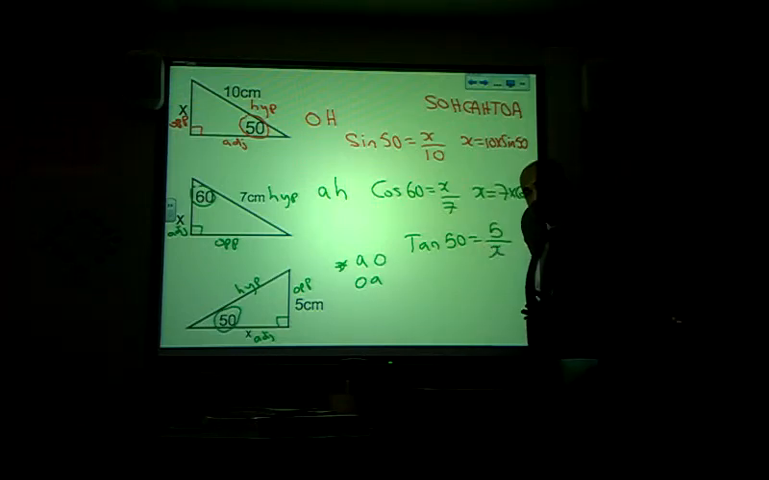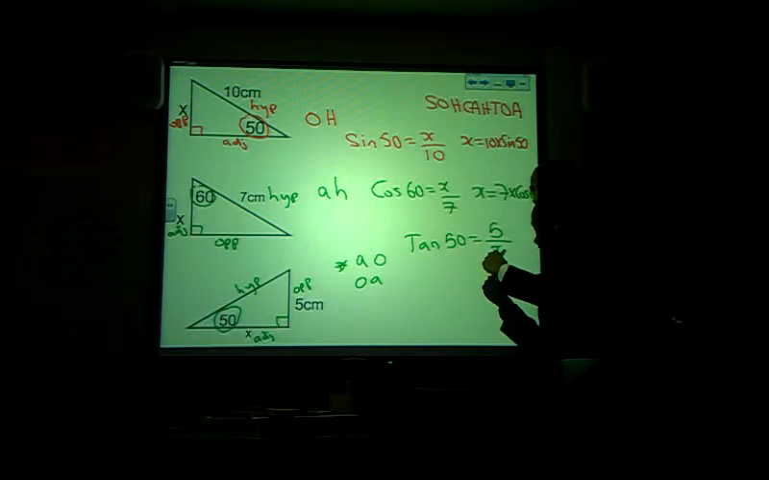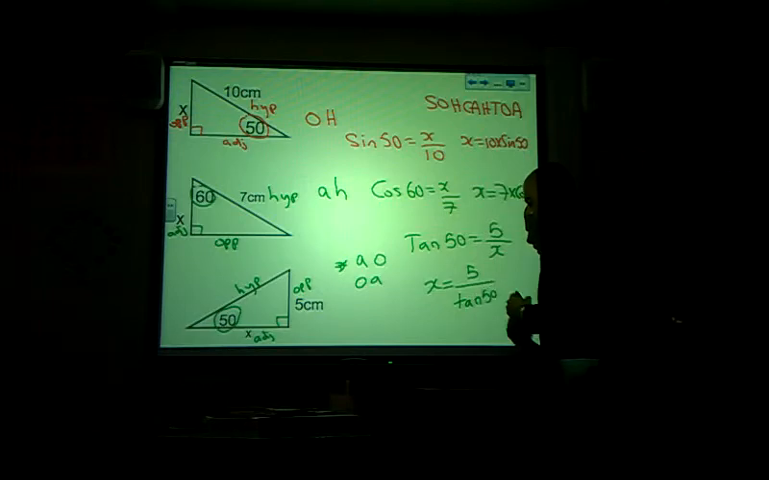Now this is a special case where the unknown is at the bottom. Here we've had the unknown x coming at the top and we just multiplied across. If the unknown is at the bottom, all you have to do is swap these two over. So x will be equal to 5 divided by tan 50. And plug it into your calculator. Make sure obviously to put brackets around this and you've got your answer.